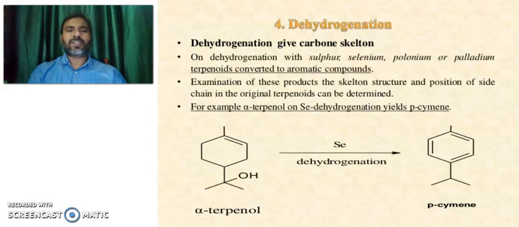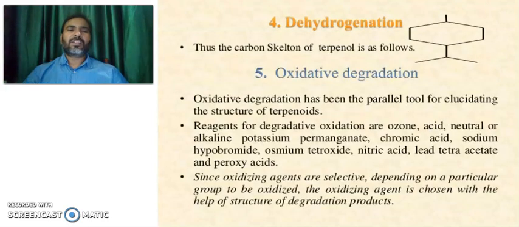You can see alpha terpineol is a terpenoid. It undergoes dehydrogenation and gives para-cymene. So it indicates the para-cymene skeleton is present in alpha terpineol. Thus the carbon skeleton of terpineol is as follows, like this.